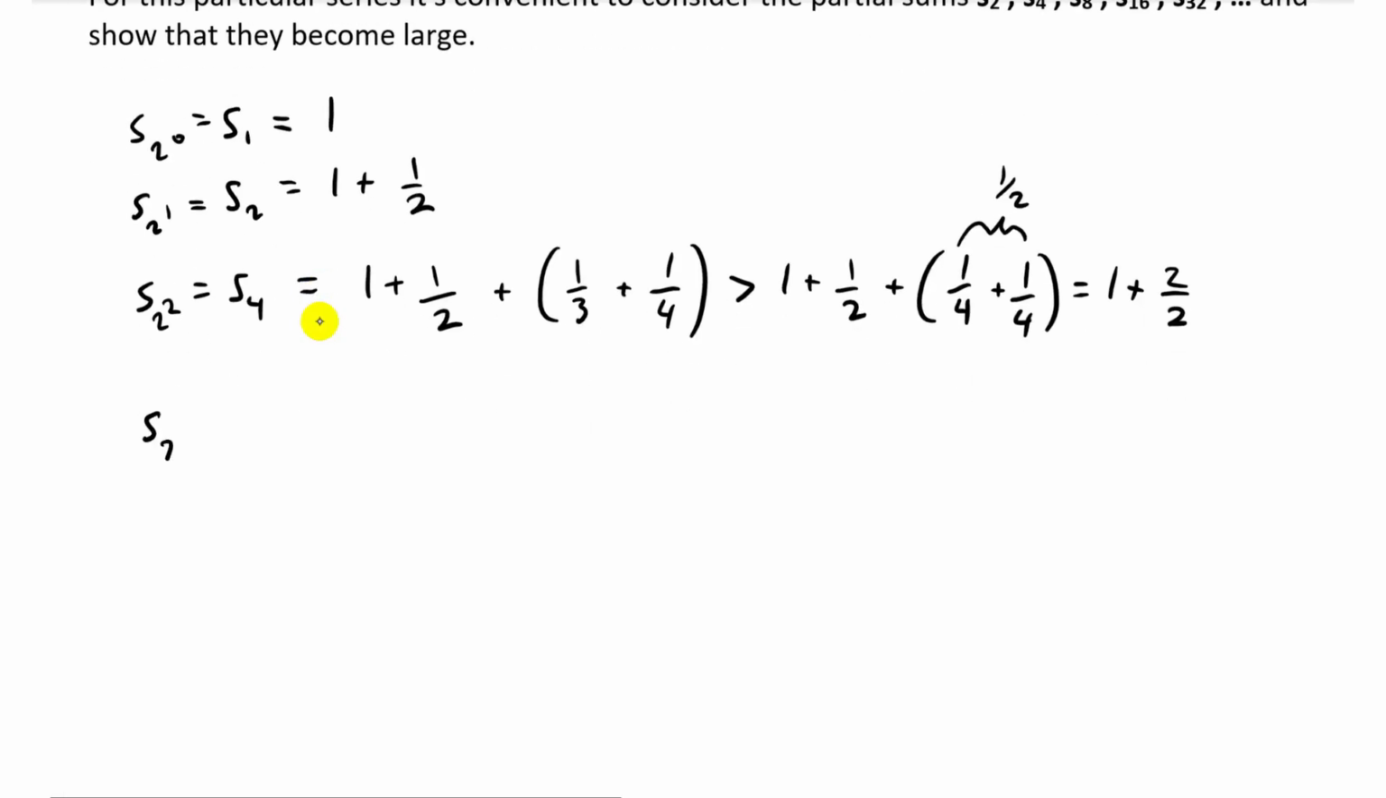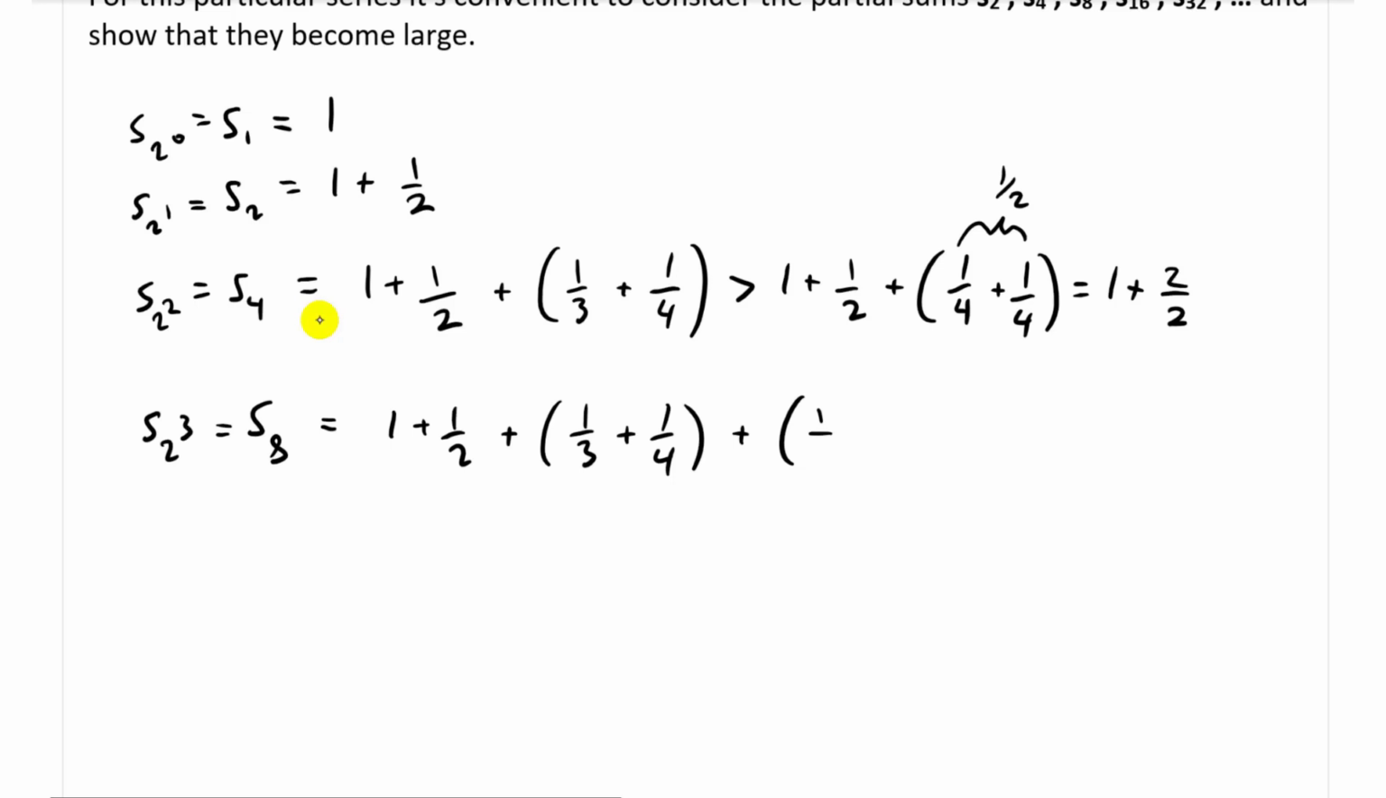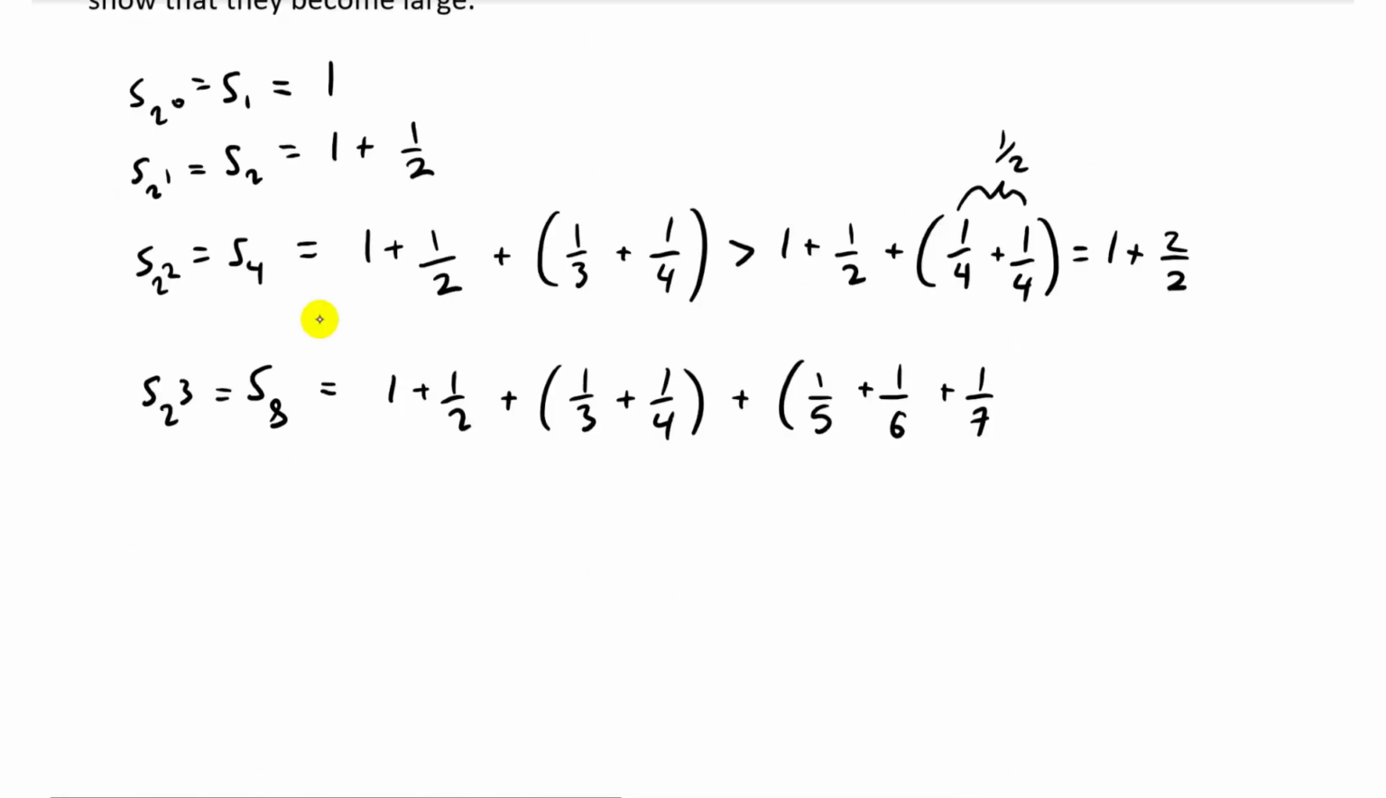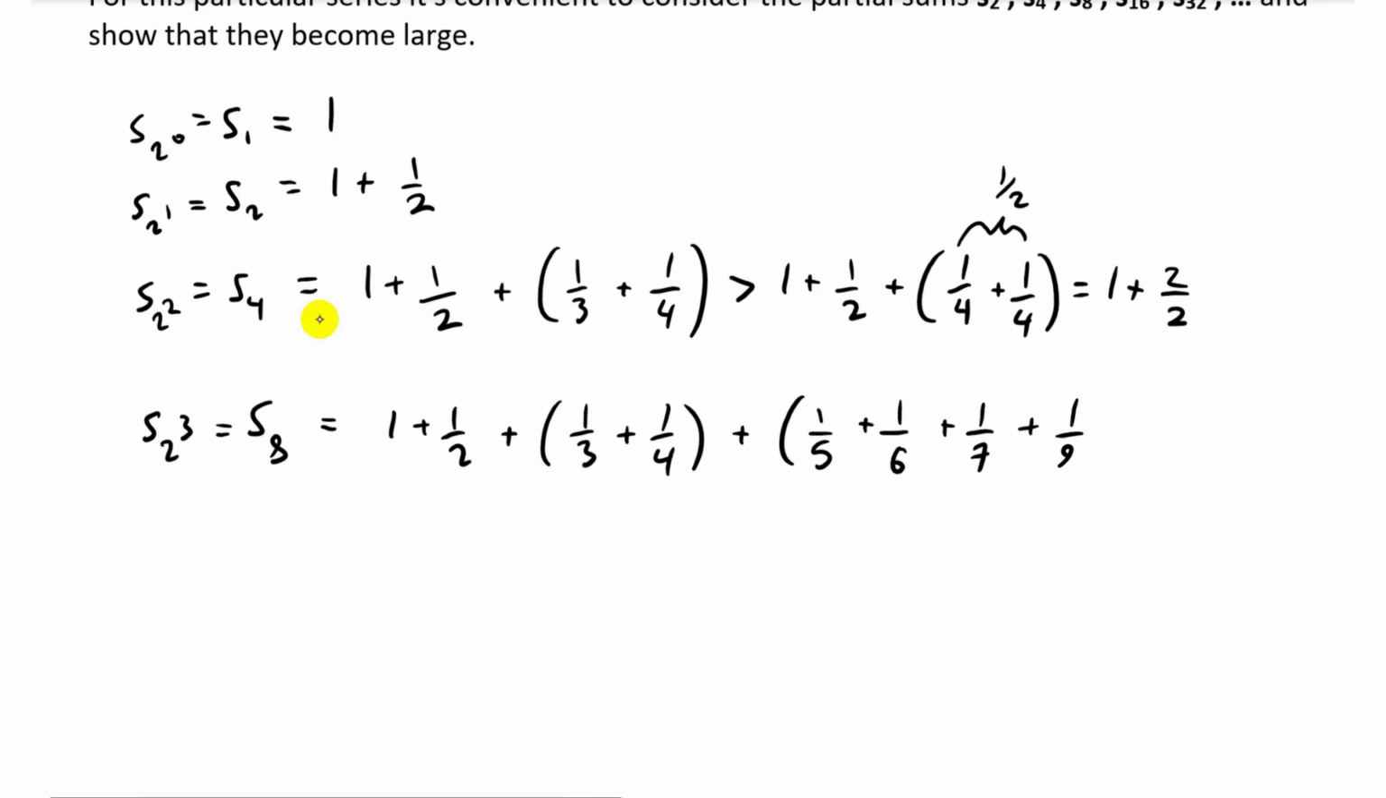S2 to the power of 3 equals S8. If we write this whole term out, it's going to be 1 plus 1/2, plus, in a bracket, 1 over 3 plus 1 over 4, and then plus, in a second bracket, indicating we're going to do the same thing for different terms, 1 over 5 plus 1 over 6 plus 1 over 7, because we're just adding all the previous terms. So S8 is the summation of all of them up to 1 over 8.